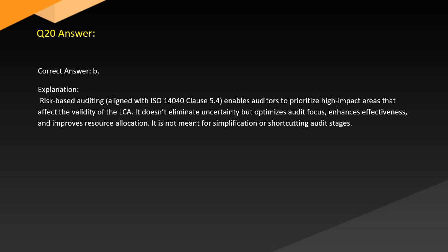Answer. Correct answer: B. Explanation. Risk-based auditing, aligned with ISO 14040 Clause 5.4, enables auditors to prioritize high-impact areas that affect the validity of the LCA. It doesn't eliminate uncertainty but optimizes audit focus, enhances effectiveness, and improves resource allocation. It is not meant for simplification or shortcutting audit stages.